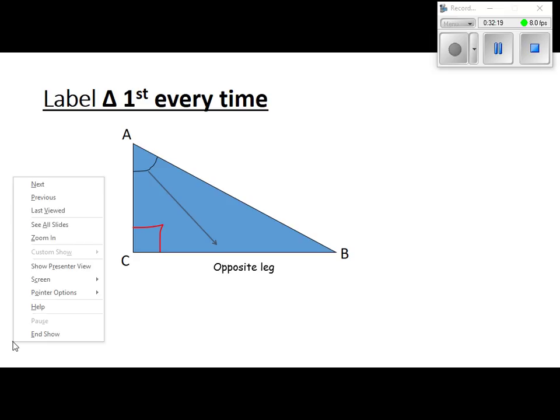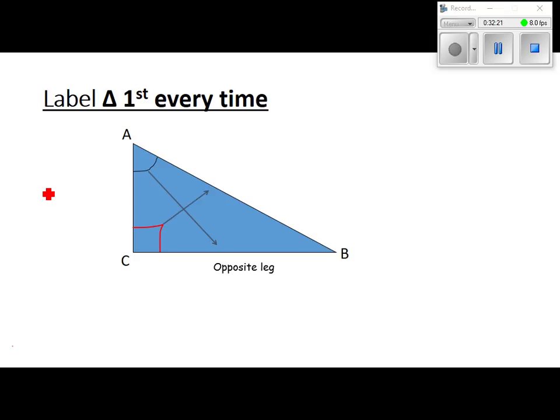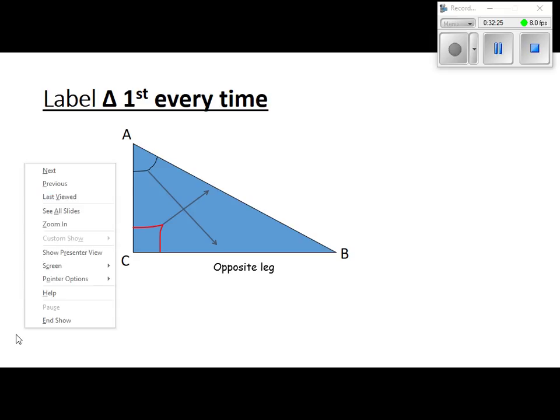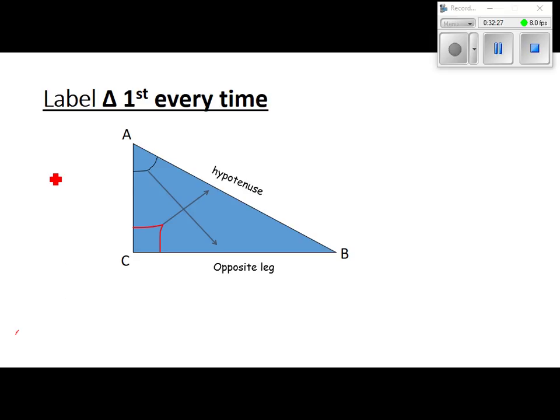Once we know where the opposite leg is, then I draw in another arrow. Why did I draw that arrow? To tell me where the hypotenuse is. I label that side the hypotenuse. Does it matter which angle we're dealing with for the hypotenuse? No, it's always across from the right angle. It's not going to change.